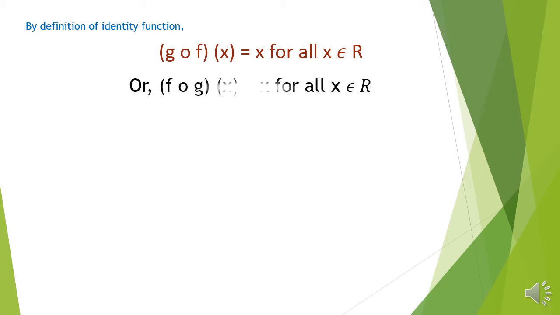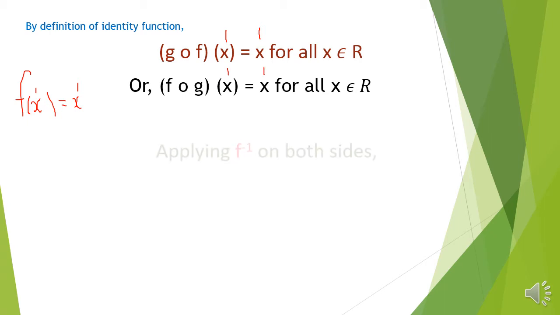By the definition of identity function, we can see gof(x) is equal to x for all x, and as we said, g contradicts the action of f, and f also contradicts the action of g, so we can write fog(x) is equal to x. We defined identity function in our previous classes like this, as a single function. In the case of composite function it is also the same. If the input is equal to output, here x is input and x is output.